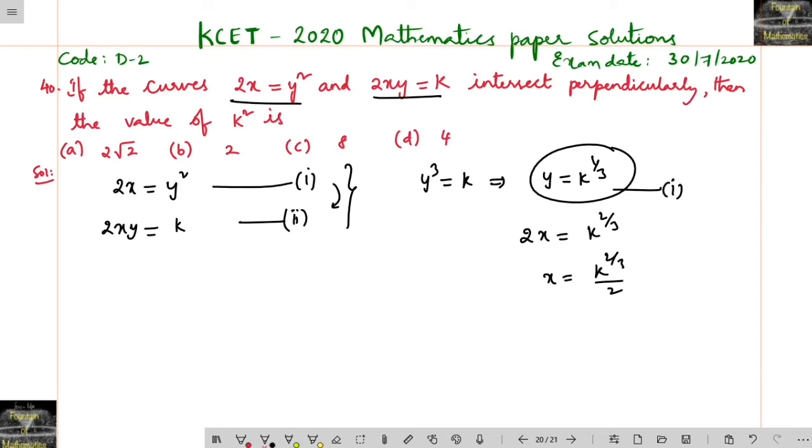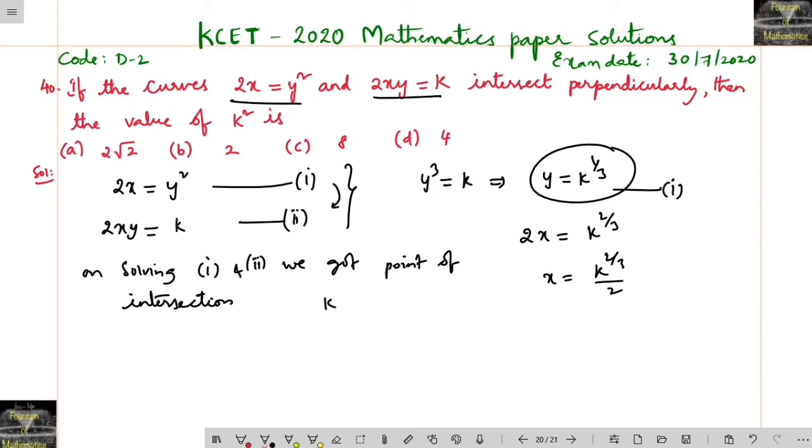So solving these two equations, on solving 1 and 2, we got the point of intersection: x is k^(2/3)/2, comma, and y is nothing but k^(1/3). So this is the point where the two curves will intersect.